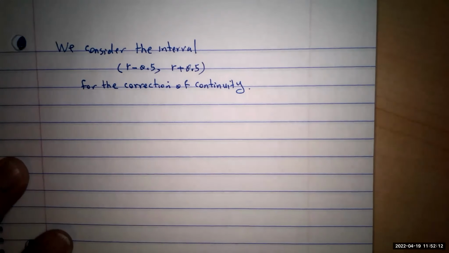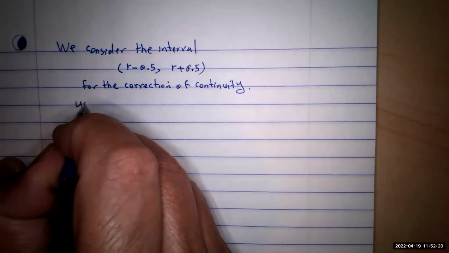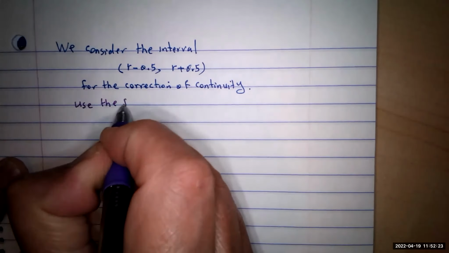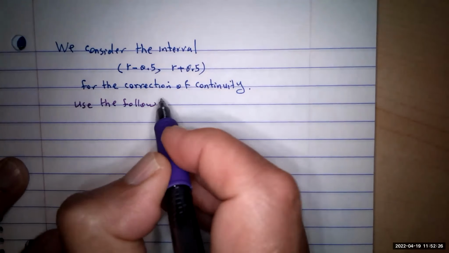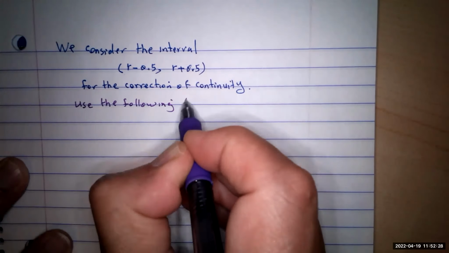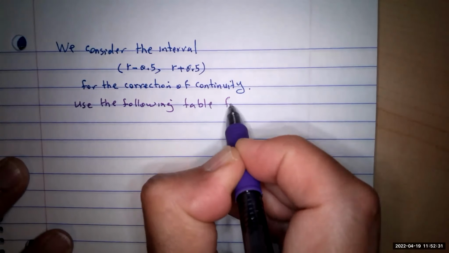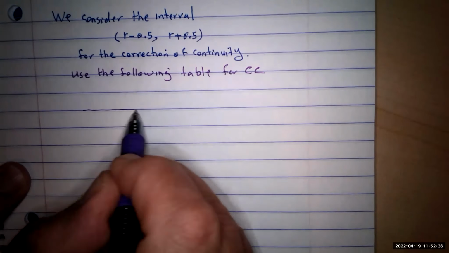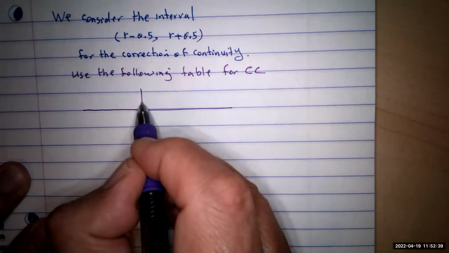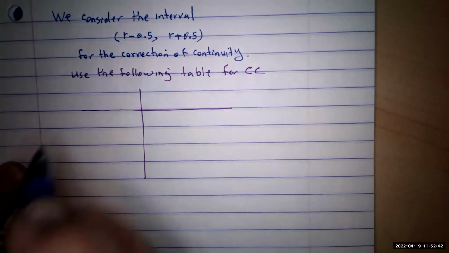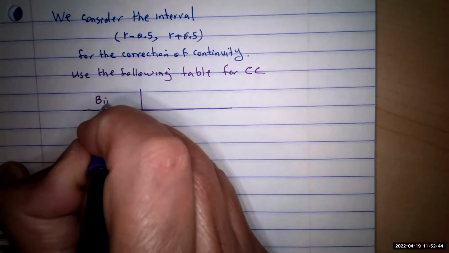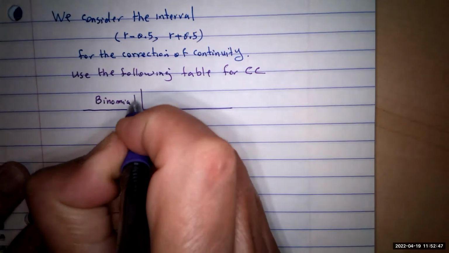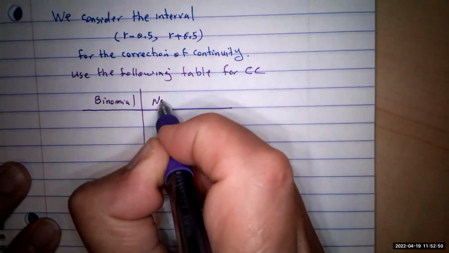So that's the important part. You are going to have the following cases. You see, you get 3 cases, so I give all the 3 cases. You can use the following table for CC. So this is going to be the question in binomial, and this is what you are going to use in the case of the normal.